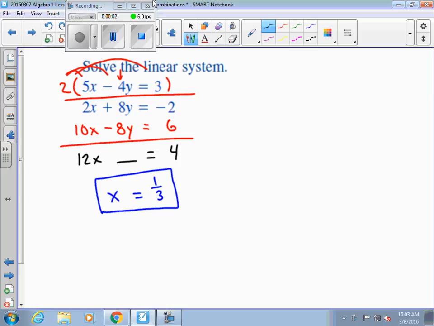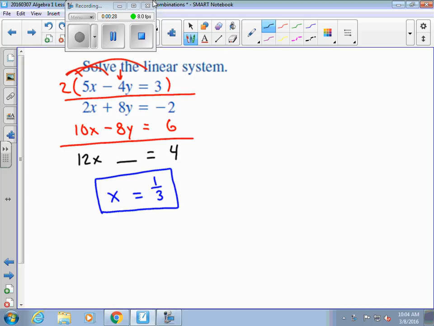This is Algebra 1, lesson 7.3, solving systems by using a combination method. This is part number 2. We're picking up on the last example problem we had. When we combined these, we multiplied this whole first equation by 2. We got 10x minus 8y equals 6, and then we were able to eliminate 8y and negative 8y. So 12x equals 4. Then we got x equals 1/3.